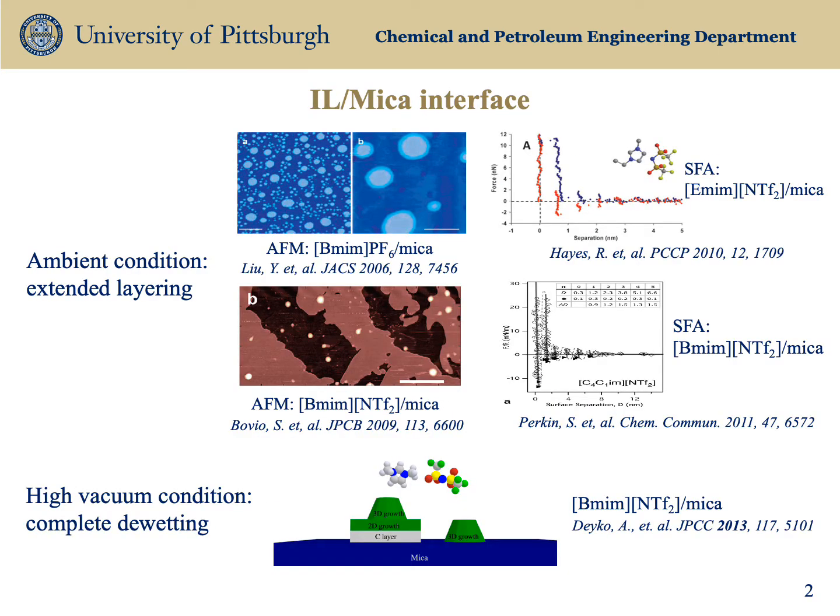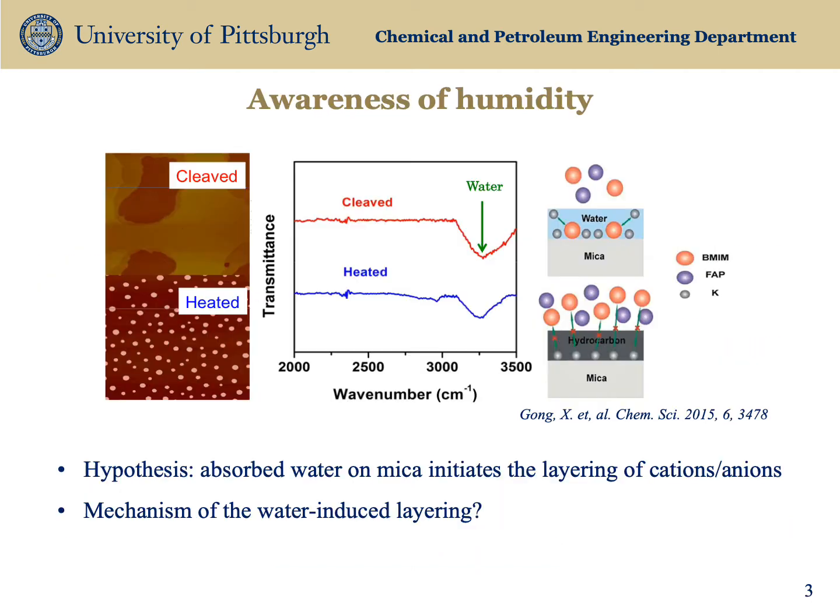Mica is often treated as the model solid substrate due to its atomic flatness, availability, and well-defined surface chemistry. Previous AFM and SFA studies show that imidazolium ionic liquids form extended layering under ambient conditions due to the electrostatic interactions at the ionic liquid-mica interface. Other researchers, however, observed complete dewetting of ionic liquids on mica under ultra-high vacuum conditions.